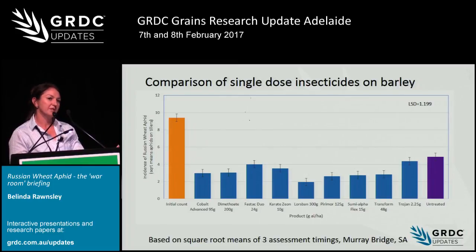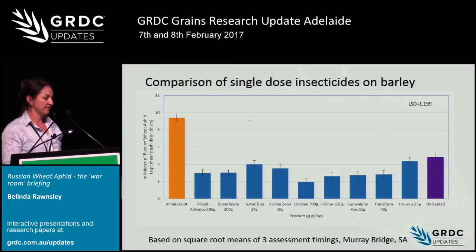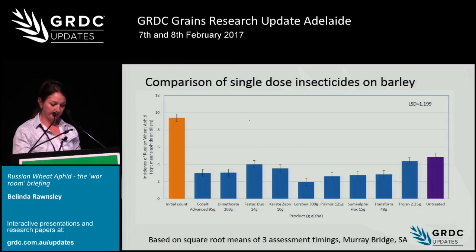The same trial was then repeated on barley at Murray Bridge, and we can see we get some very different results. So the results that I'm showing today are very site-specific, but what we need to do is pull together all the data that we've got in South Australia and Victoria to make our final recommendations. But again, in this trial, we see that chlorpyrifos performed better than Perimecarb.